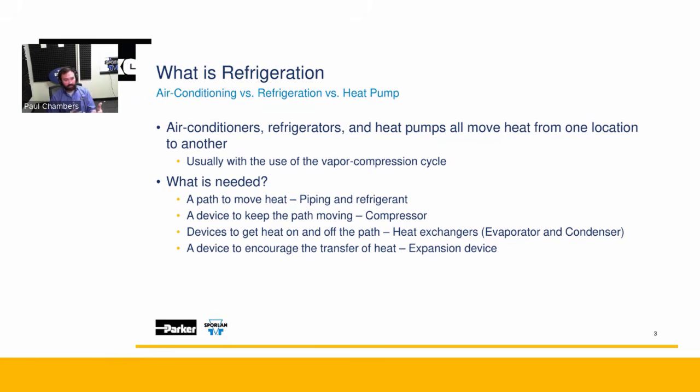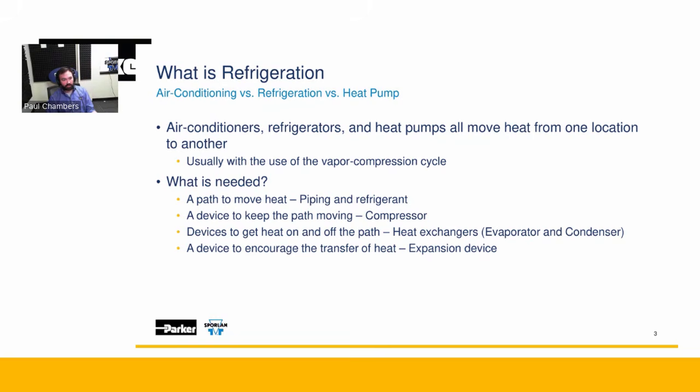And then you would need a place for the heat to get in and out of the path. Those are called heat exchangers. In air conditioning, we're going to call them an evaporator and a condenser. They might change name a little bit depending on application, but heat exchanger will always be an apropos term to use. And then lastly, you're going to have something on a vapor compression cycle to encourage the exchange of heat. In this one, it's the only one that's not super obvious. It's going to be an expansion device. Everything else should be pretty obvious.